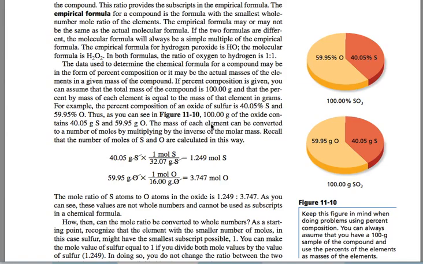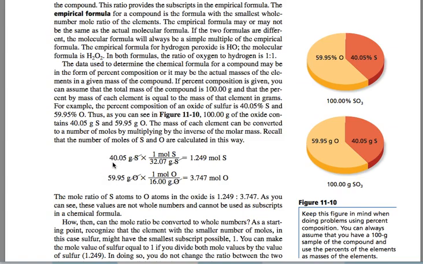The mass of each element can be converted to a number of moles by multiplying by the inverse of the molar mass. Here's the molar mass, right? They've done an inverse here. Okay, recall that the number of moles of S and O are calculated in this way.